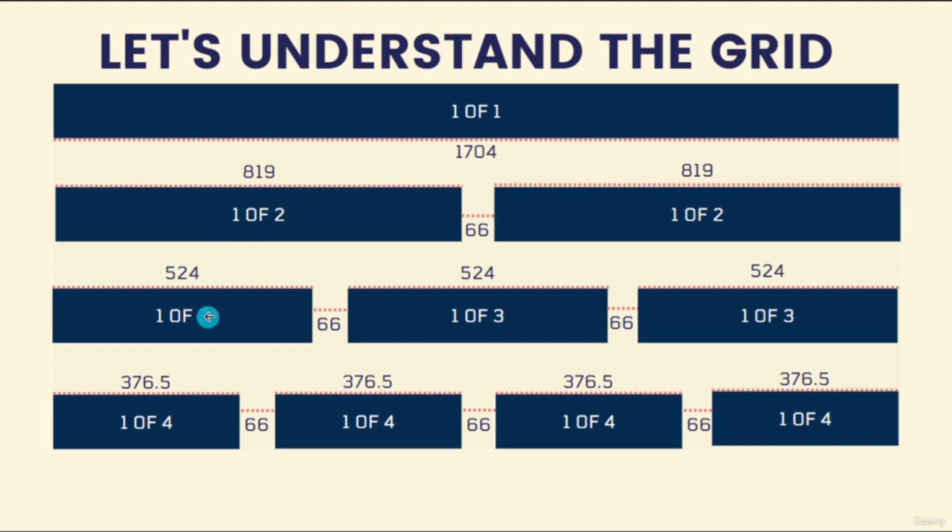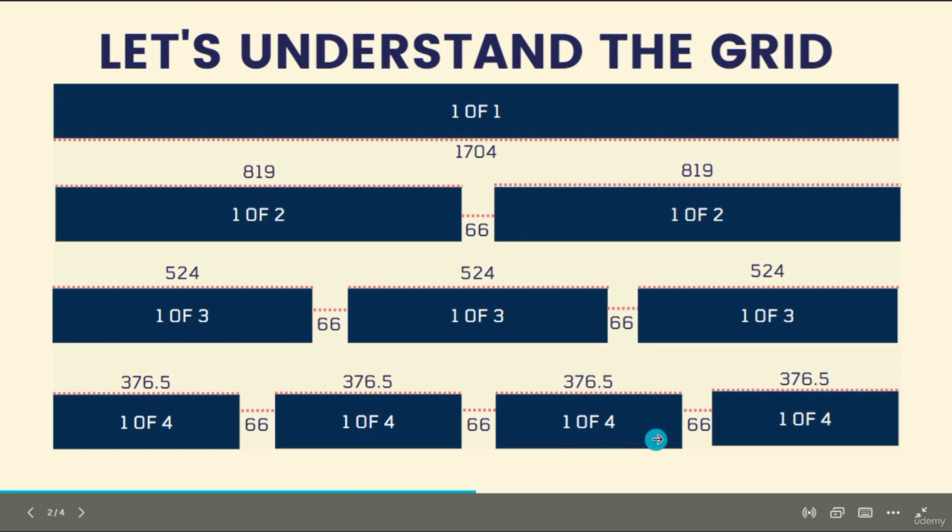Next, if you want to have one of 3, you have to take all the row's width, eliminate 2 times the gutter that you have, and divide by 3. You're going to have 524, and apply margin to the right of all the elements except the last one. When you want to talk about one of 4, you have the same approach. You're going to take the entire width, eliminate 3 times the gutter, and divide by 4. Finally, you're going to apply the margin to the right of all the elements except the last one.